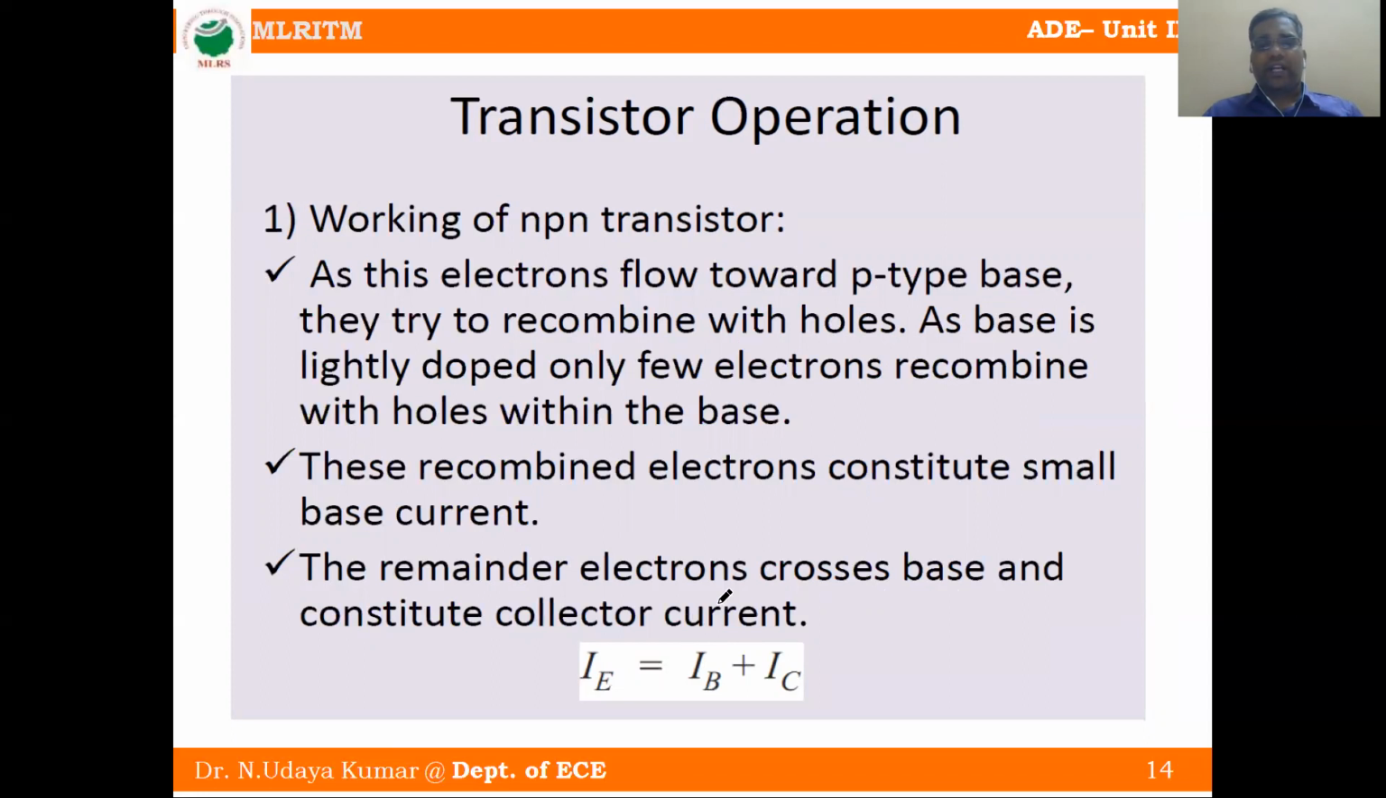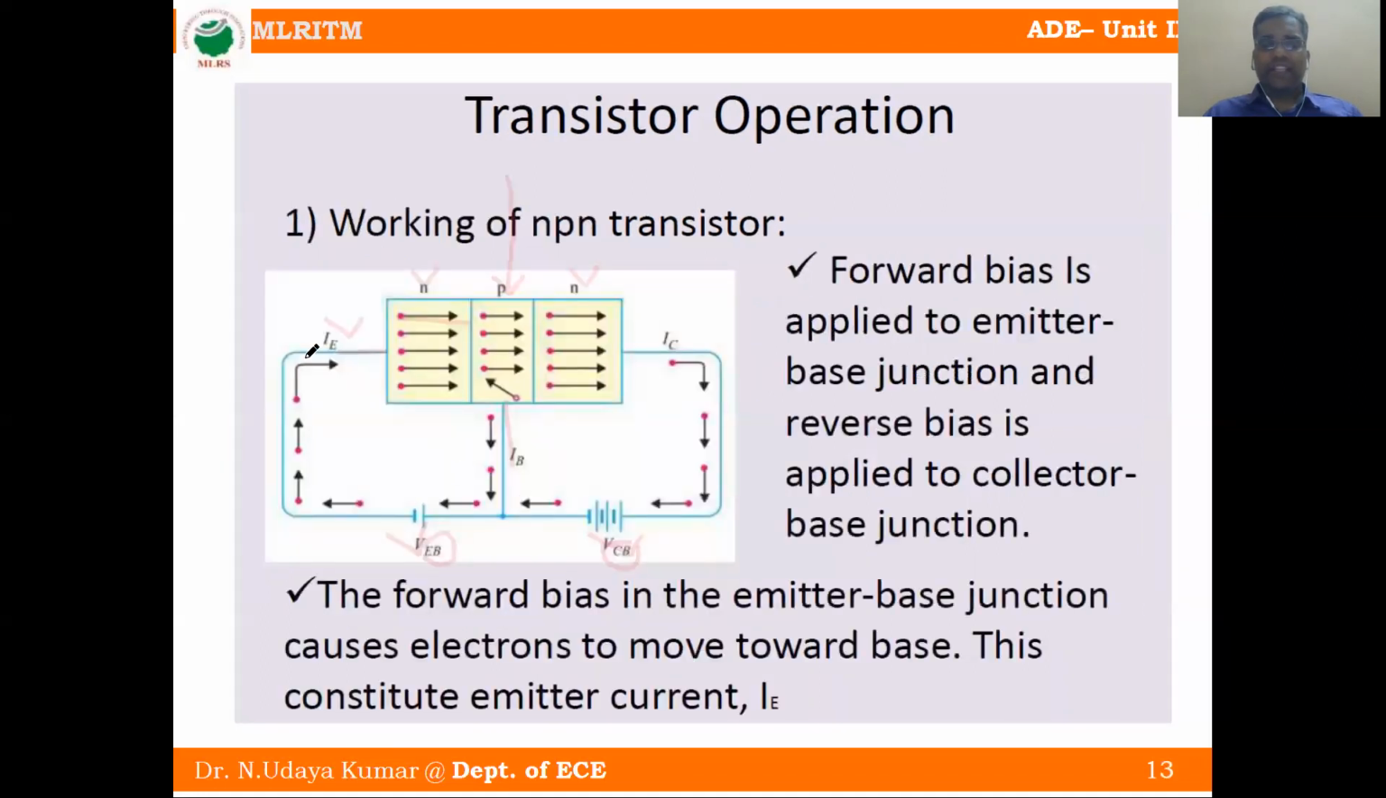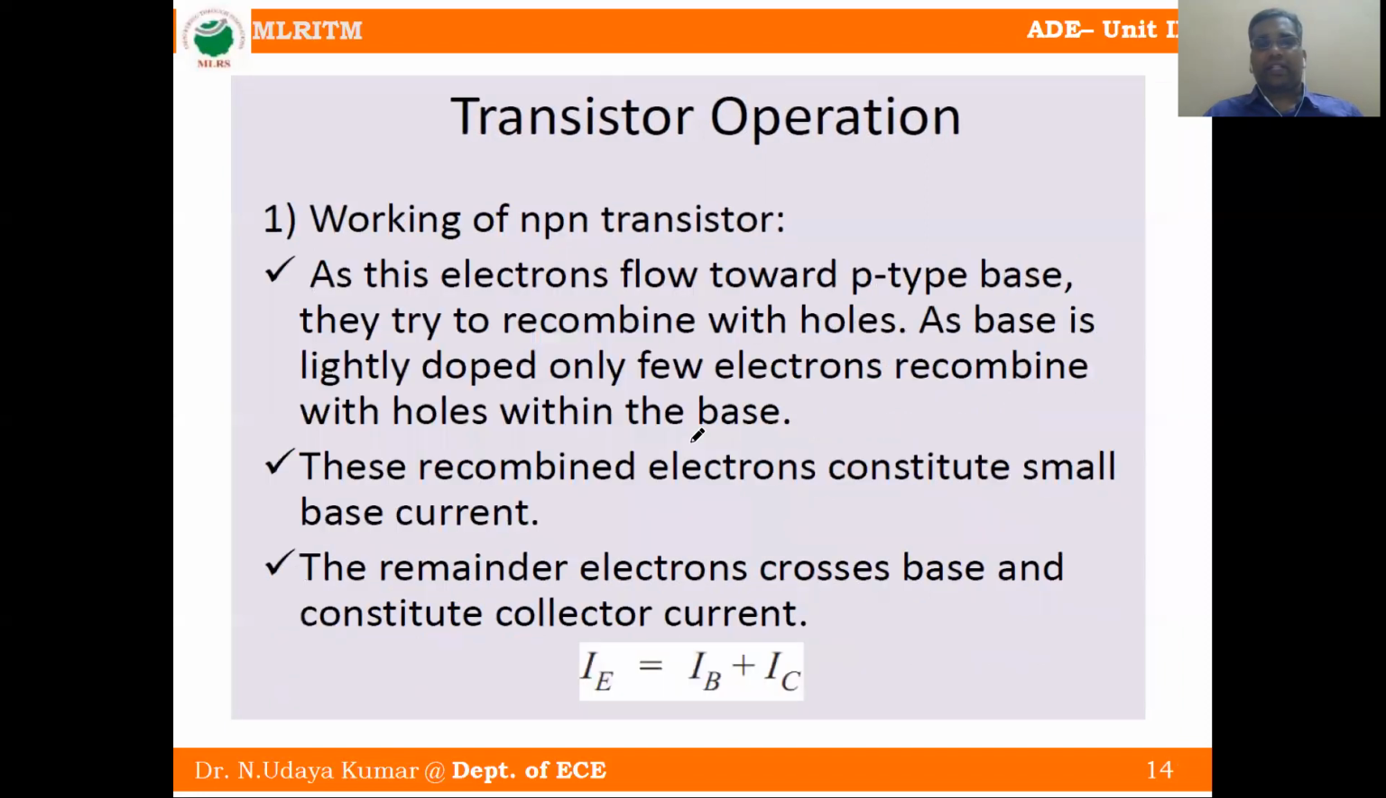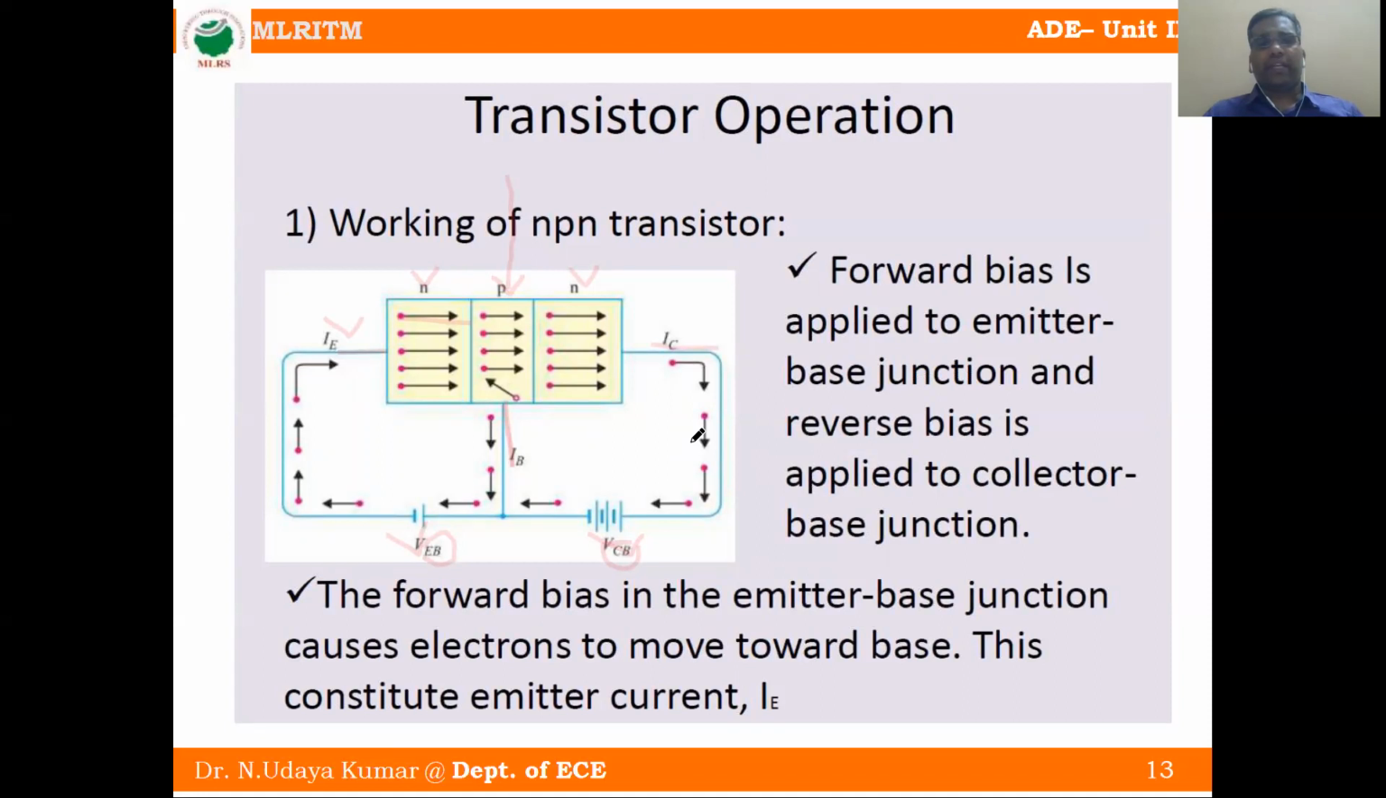That means emitter current is equal to base current plus collector current. See, entering current IE is equal to leaving currents IB and IC. So emitter current IE is equal to base current IB plus collector current IC. Okay. So this is for the NPN transistor.